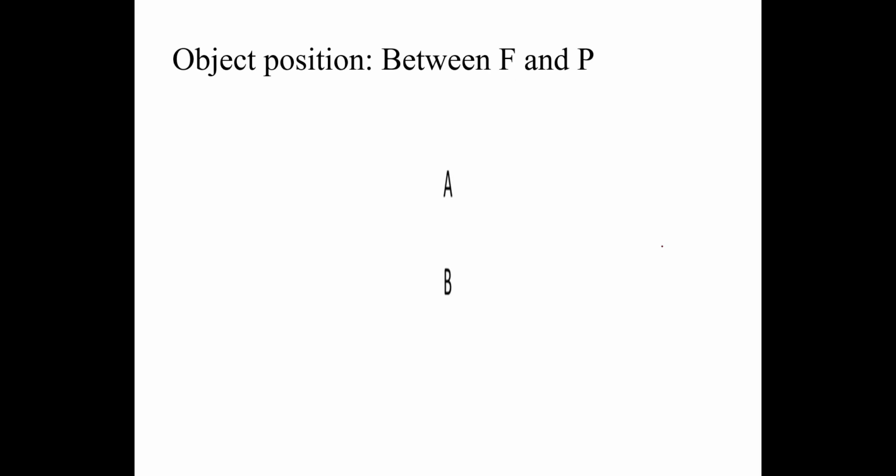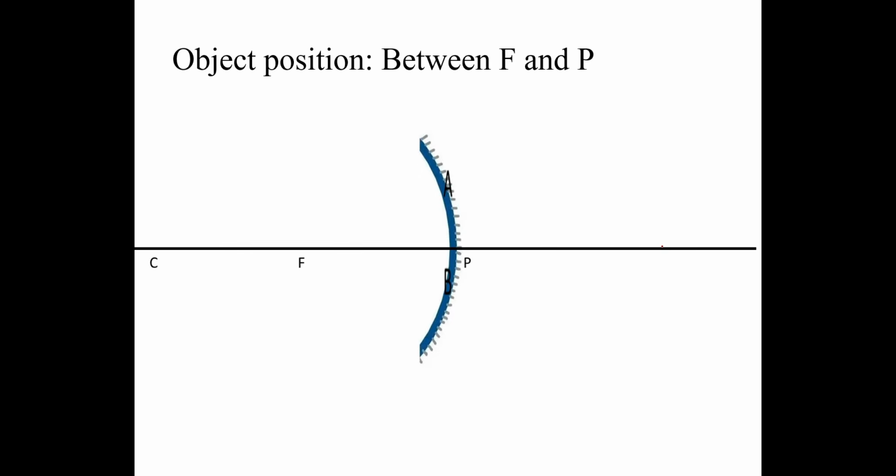Now let's move on. Now object position is between F and P. So label the points C, F and P. So I'm placing our object. This is our object. So I'm placing between F and P. Now again I'm using rule 1, parallel to principal axis. Now careful when you are drawing the reflected ray, it should pass through your F. Okay, this is my focus. So the reflected ray is passing through F.